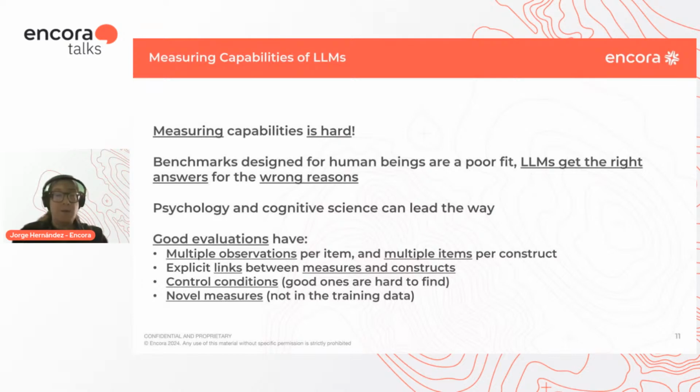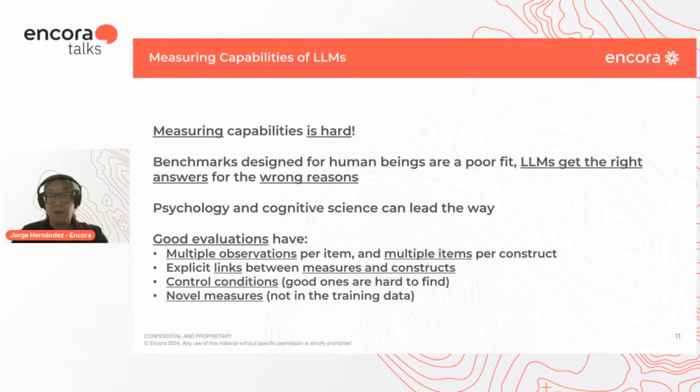And a good benchmark should have multiple observations per item and multiple items per construct, because we can't tell if it's just this particular model or the particular selection of items that led to the answer. We can claim that an LLM has a capability: theory of mind, causality, reasoning, planning. That's a claim about a construct. But we test it through an operationalization, and a good benchmark makes the link explicit and argues for the validity of that link.